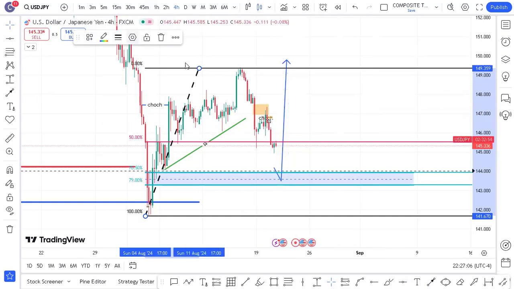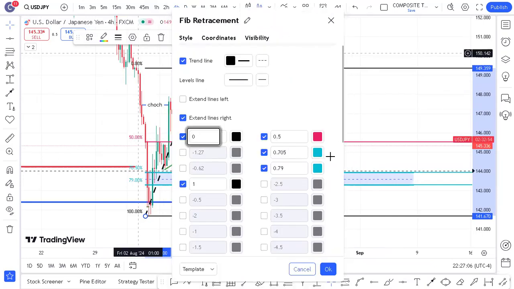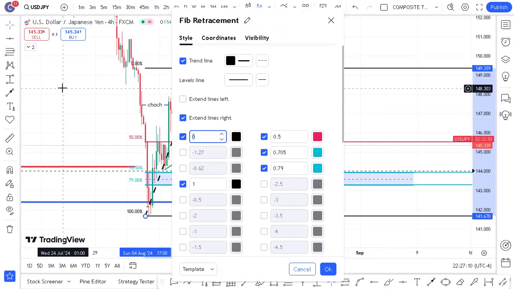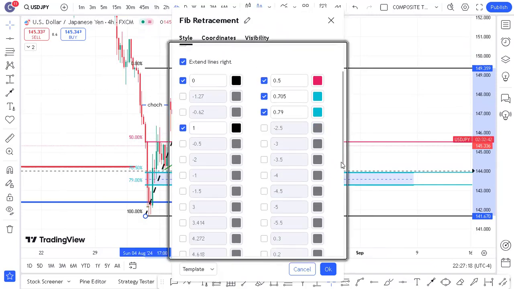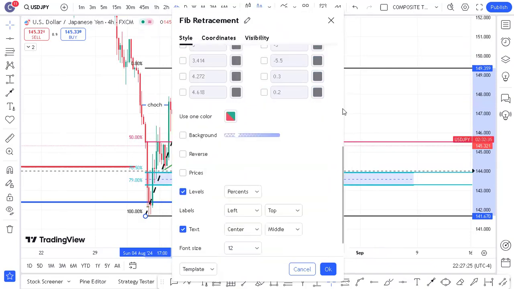So a member asked me the settings of this fib. Let me display it there. Those are the only settings I have. You can copy them on your fib and you're going to switch everything else off. Just have this one there. If I scroll a little bit down, you'll see you don't have anything else there.